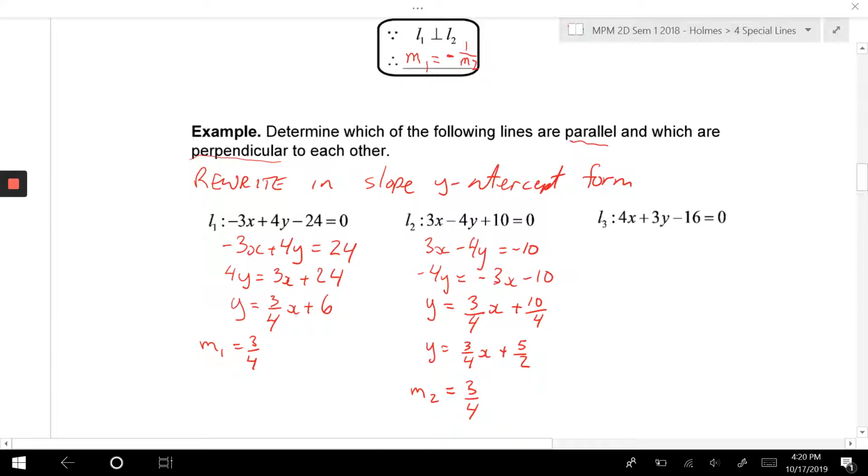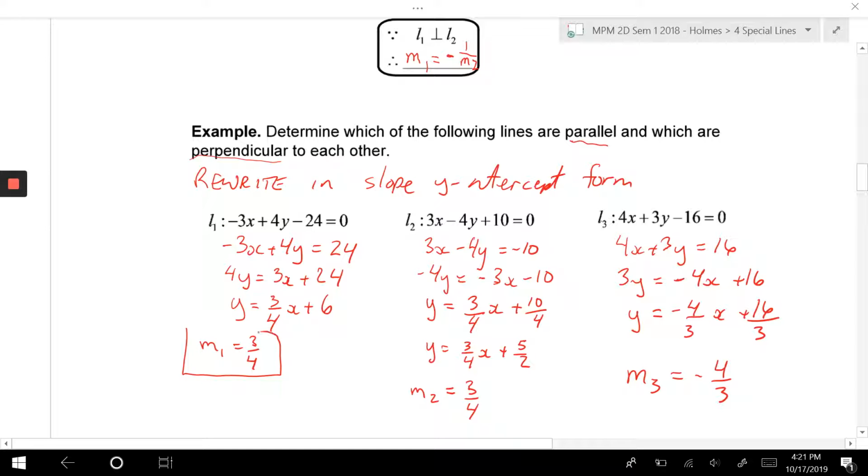And then finally, rearrange line 3. I get 4x plus 3y minus 16. I'll add 16 to both sides. And to isolate y, I'll subtract 4x from both sides, giving me 3y equals negative 4x plus 16. And now I'll divide both sides by 3, telling me that y is negative 4 over 3 x plus 16 over 3. Again, it makes it easy to see the slope for this equation. Line 3 has a slope of negative 4 over 3. So these are my three slopes.